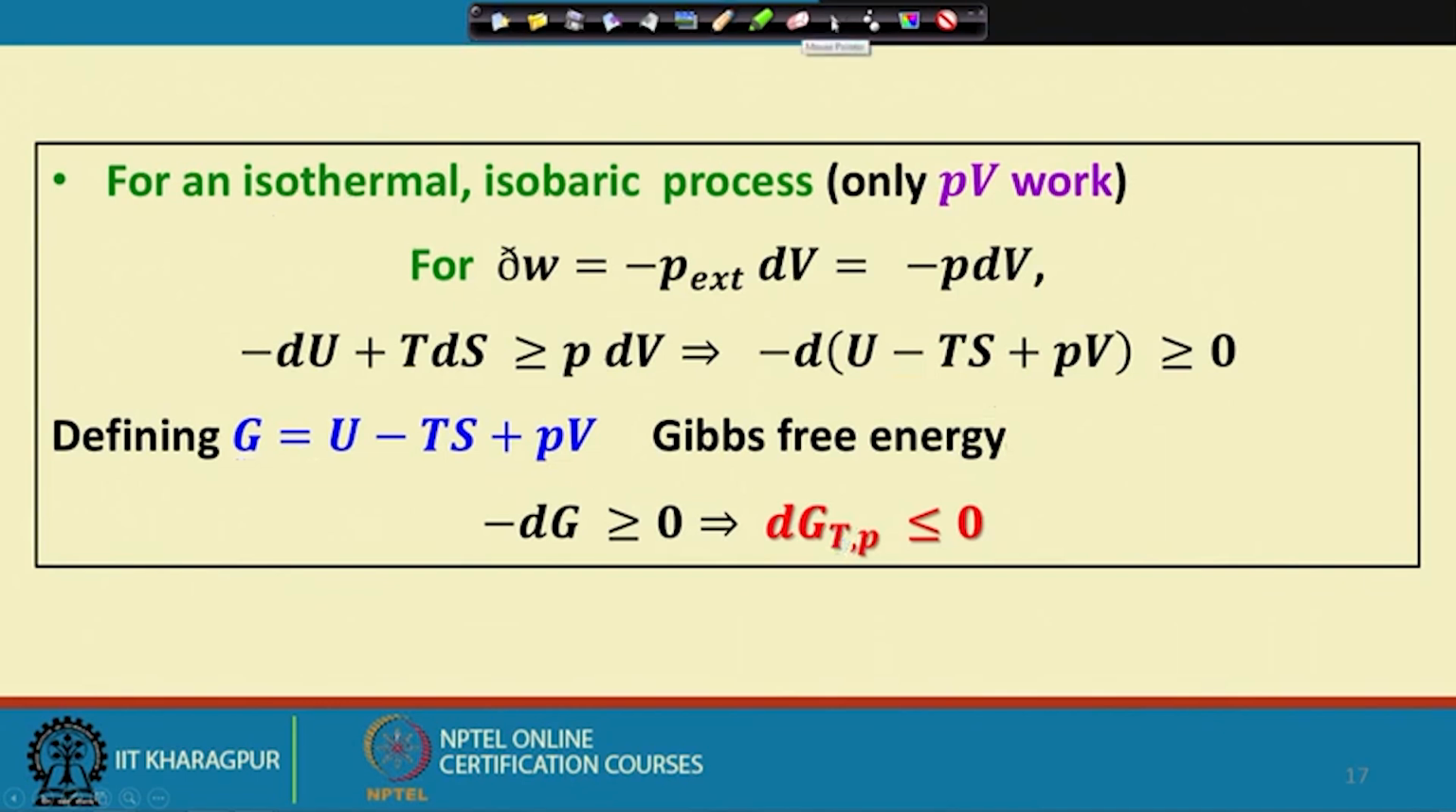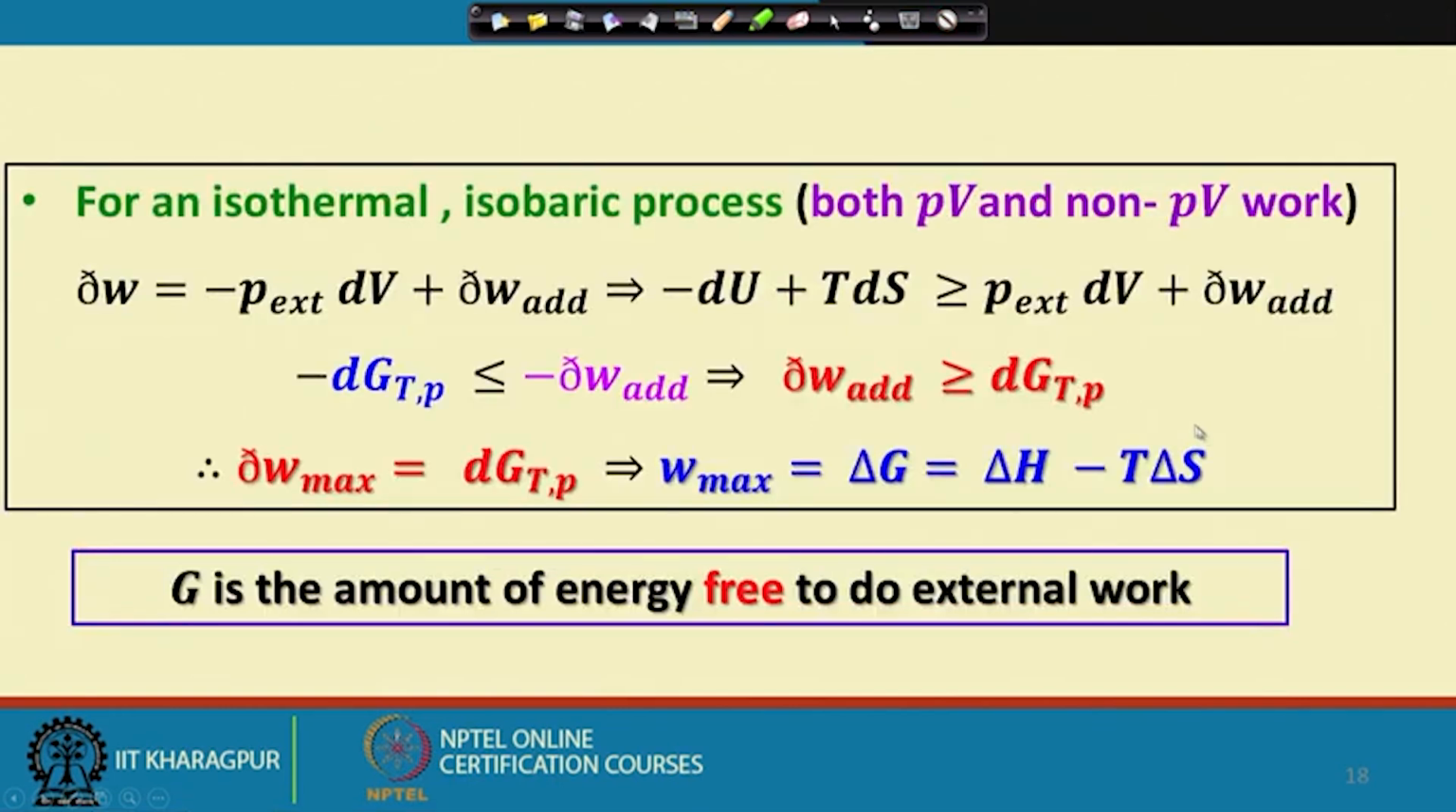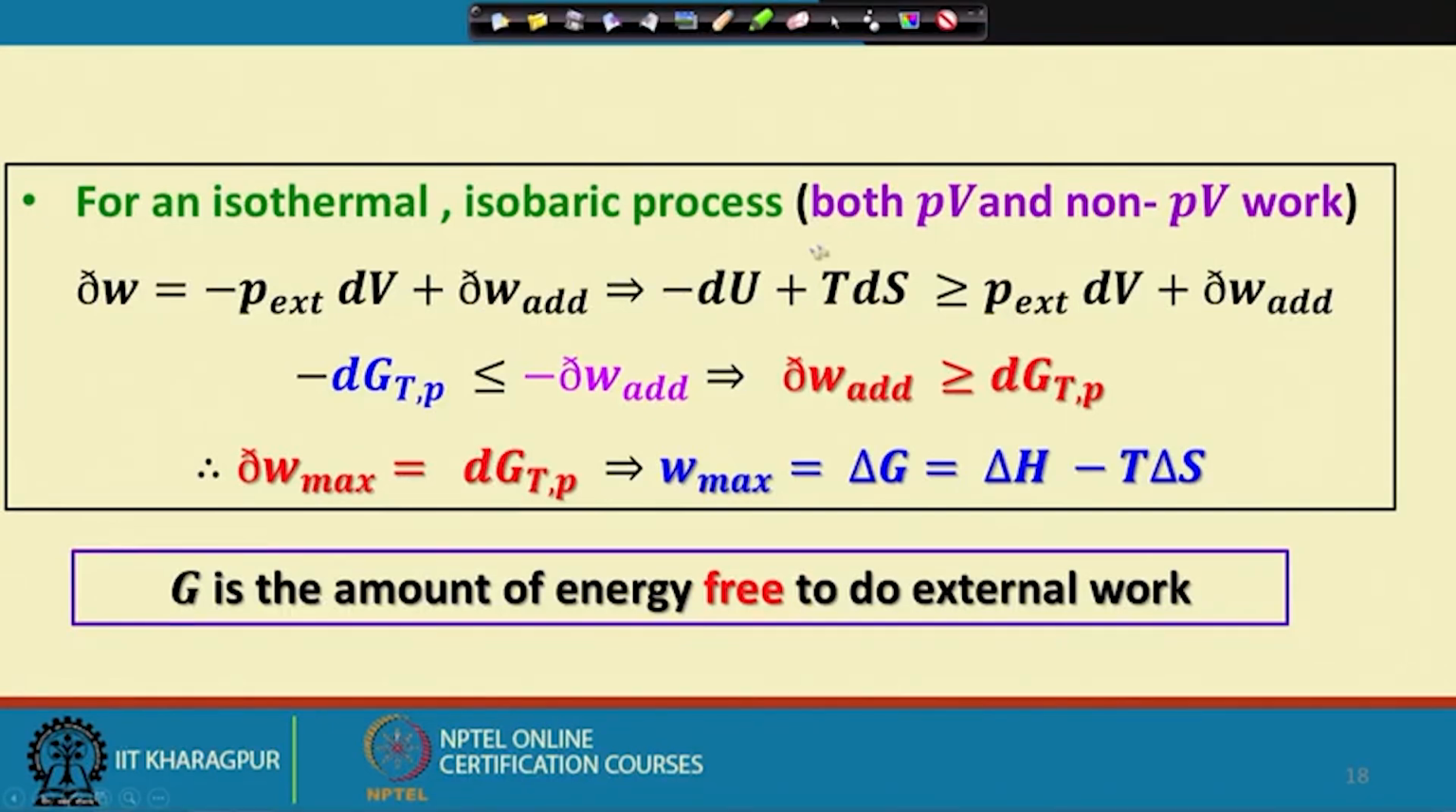If I think of an additional work being done by the system over and above the pressure volume work, then again you can very easily show that this additional work, when done under reversible condition, is at its maximum value, and this is going to be equal to the change in Gibbs free energy under the given conditions. Therefore, G as defined here is the amount of energy free to do external work under isothermal and isobaric condition.